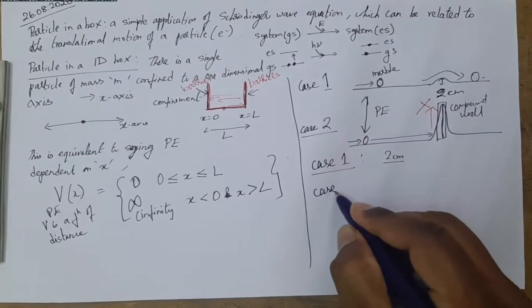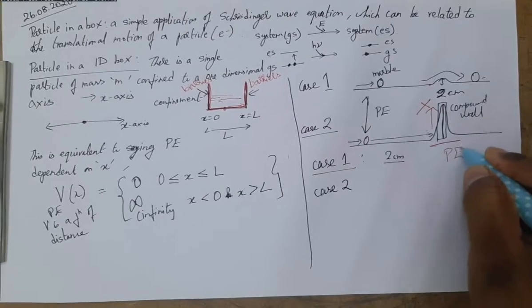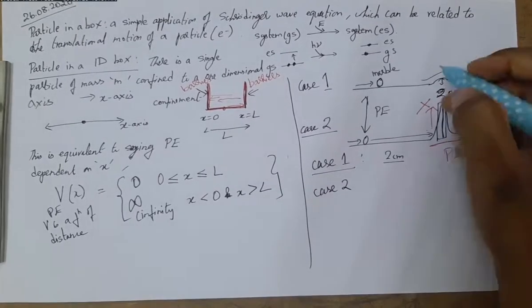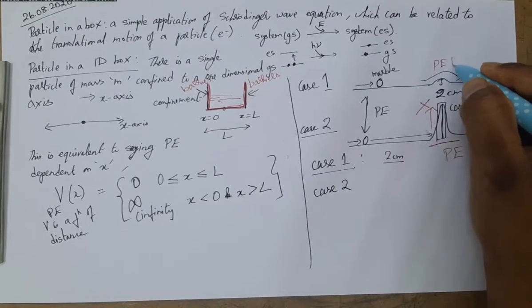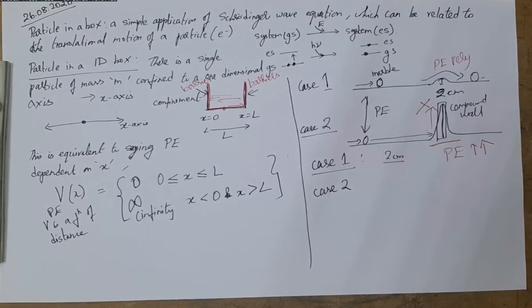So why does this happen? Because here we say that the potential energy is very high, whereas the potential energy here is not that high. So it can cross this barrier. So that's what it means.